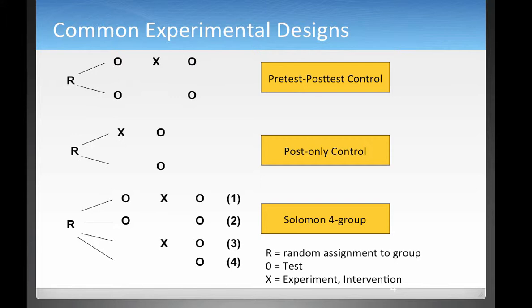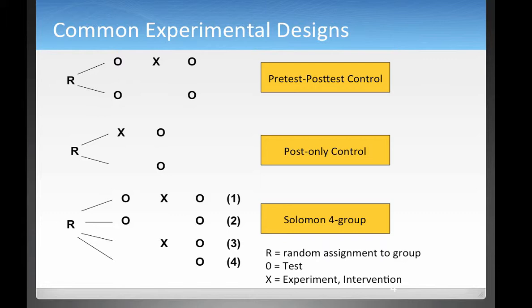The second design that we're talking about here is the post-only control. So you have the same thing, random assignment at the beginning, but then you don't have a measurement. You just have a treatment for one group, while the other group does not have a treatment, and then after the fact we have a post measurement.